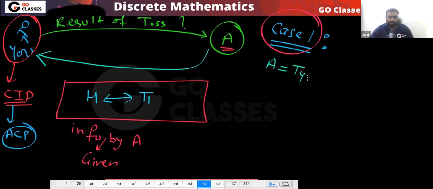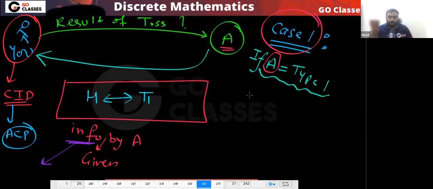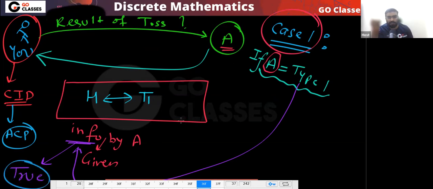If this A is a type one person, then what will happen? Case one is if A is actually a type one person, then what does it mean? This information is correct. Do you agree this information will be true? This information will be true because A is type one person.